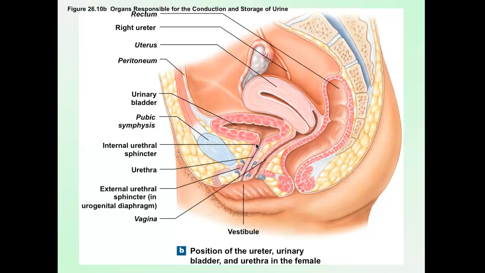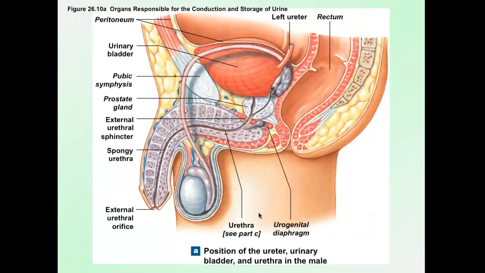You can see the position of the bladder. It's posterior to the pubic symphysis. In terms of the other structures in this picture, I'll leave that for the reproductive system. Let's look at the male bladder. I'm sorry, male urethra and bladder.